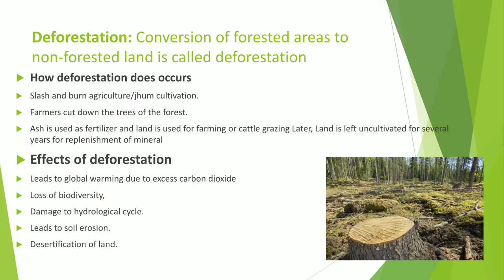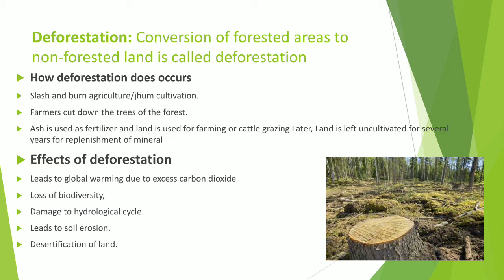Now the next part is called deforestation. As we already know this definition, it is the conversion of a forested area into a non-forested area. That is nothing but the cutting down of trees. For various purposes, in slash and burn agriculture or jhum cultivation, farmers cut down the trees of the forest. The ash is used as a fertilizer, the land is used for farming and cattle grazing, then the land is left uncultivated for several years for replenishment of minerals.